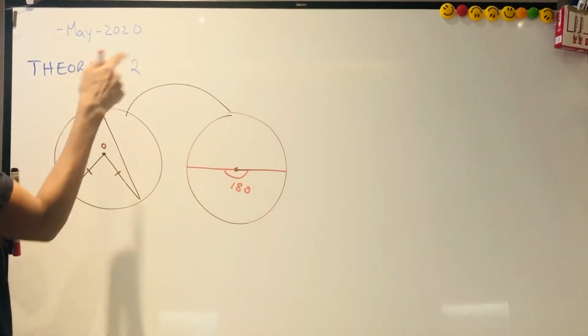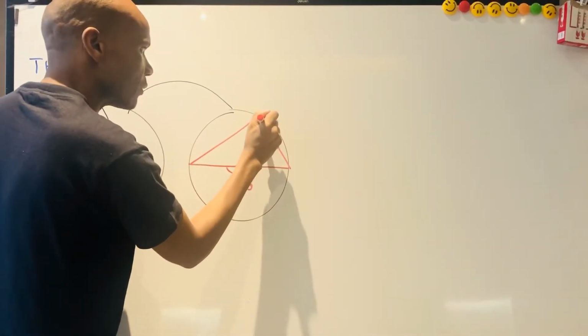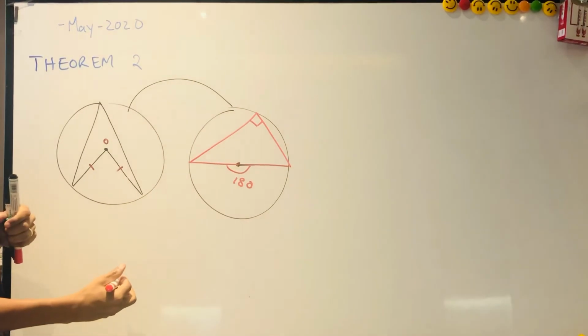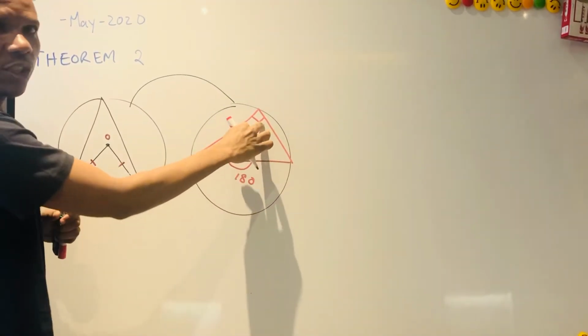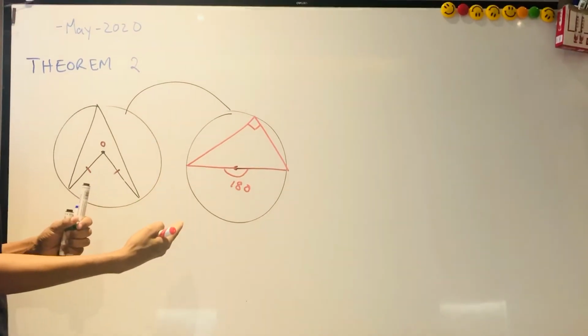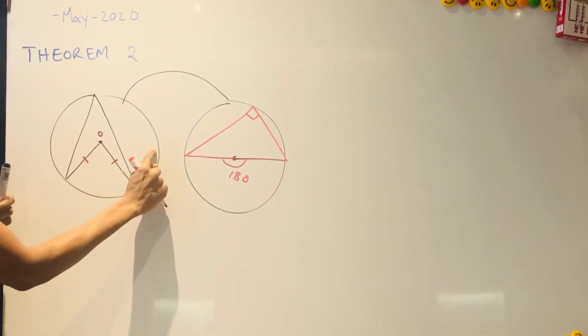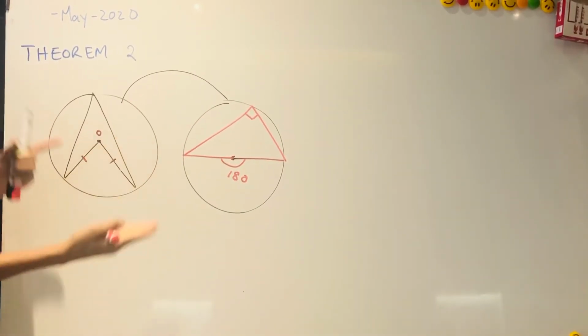And when you follow theorem 1 here, that one will be 90, because the angle at the center is twice the angle at the circumference. So now it creates another theorem. When we don't have a straight line, it still applies.